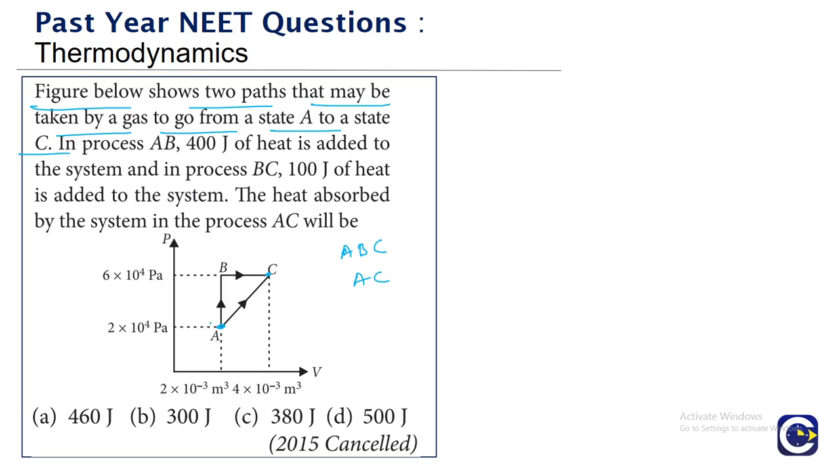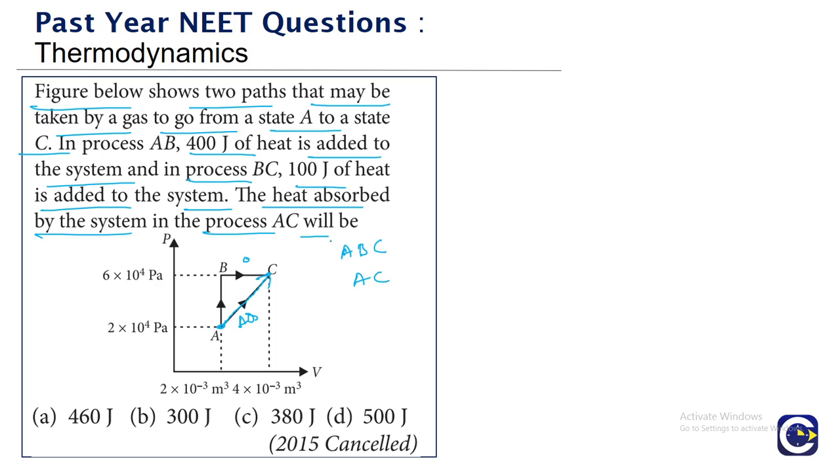In the process AB, 400 joules of heat is added to the system. Means delta Q will be what? That much amount of heat is added means delta Q will be 400 positive. Process BC, this part, 100 joules of heat is added to the system. We have to find the heat absorbed by the system in the process AC. Means in this AC path, we have to find the delta Q.